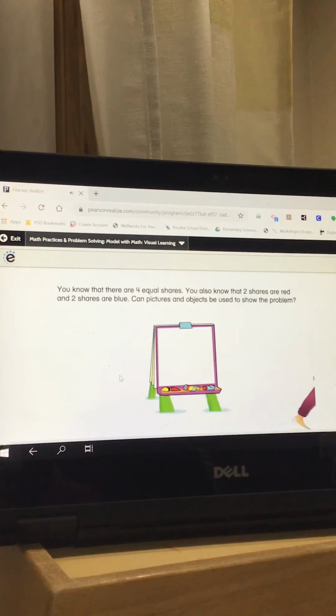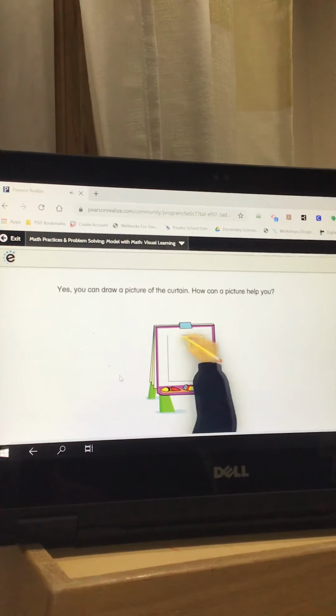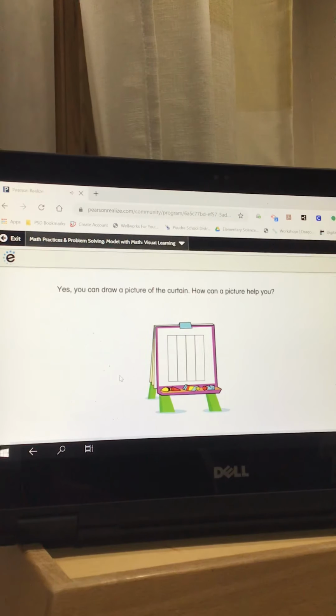Can pictures and objects be used to show the problem? Yes, you can draw a picture of the curtain. How can a picture help you? What does the picture do for you when you draw a picture of the way that it's being described?